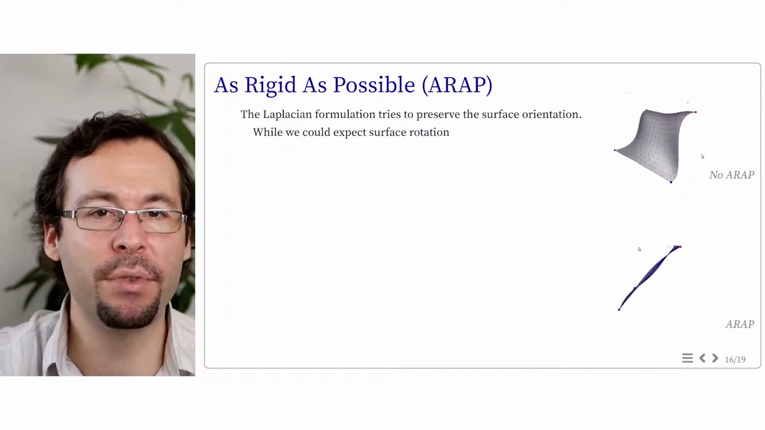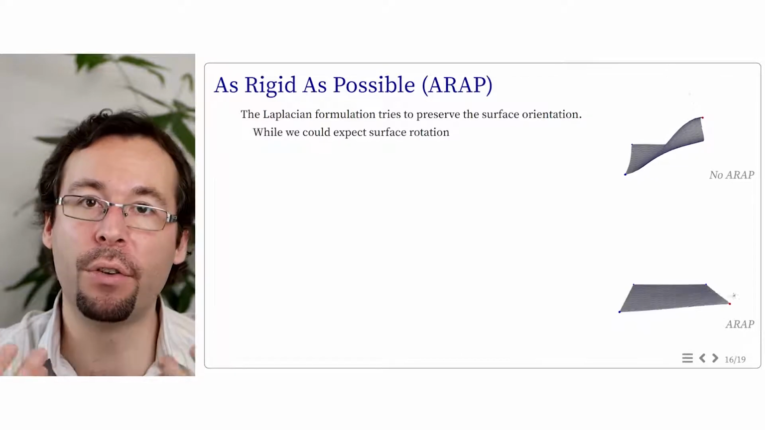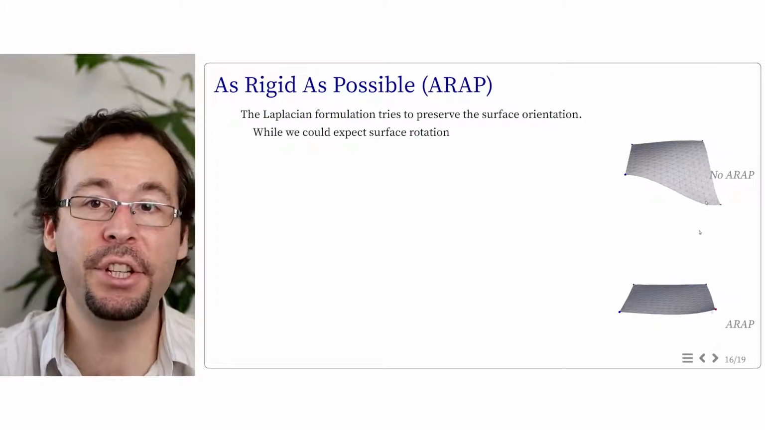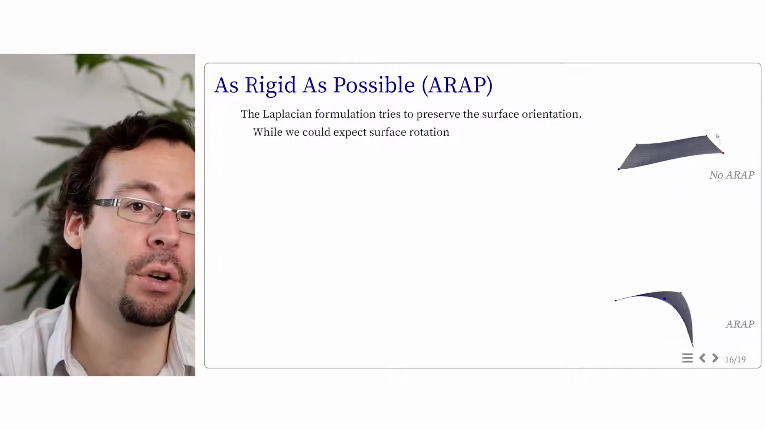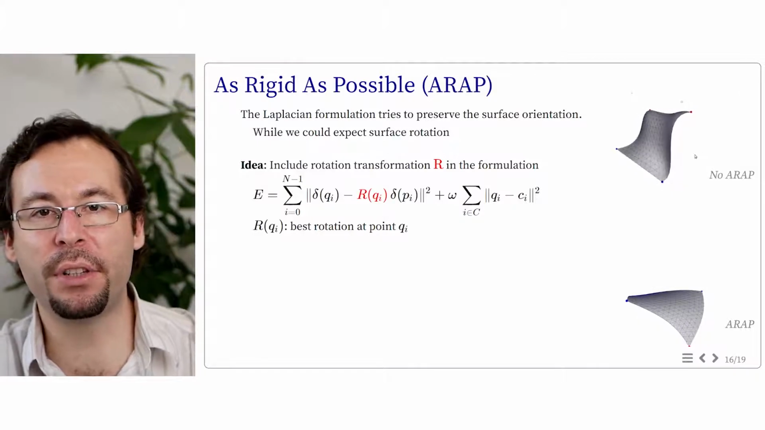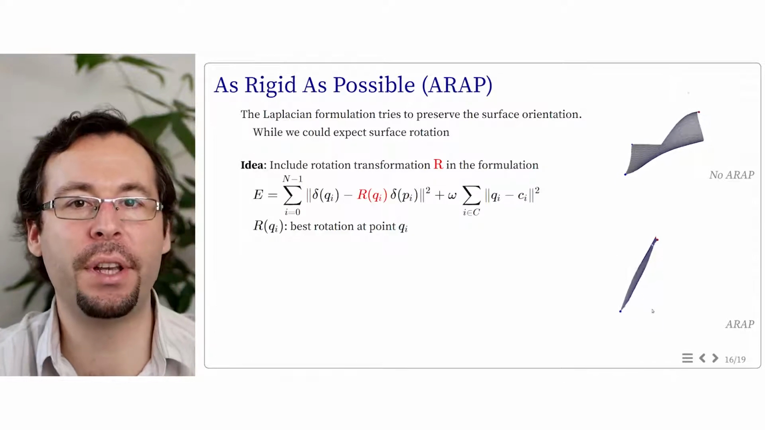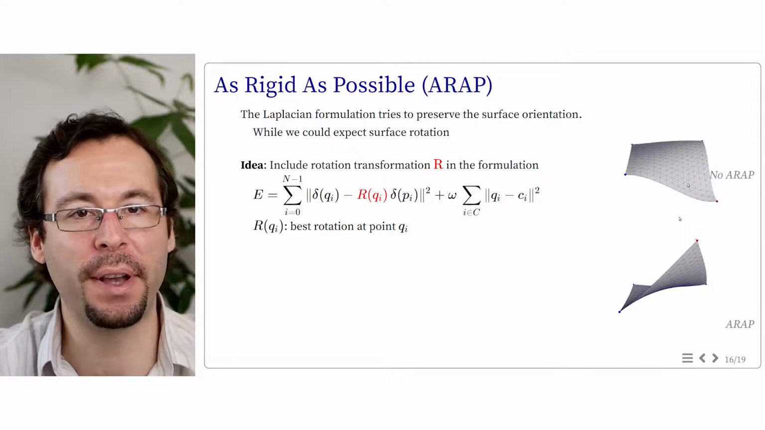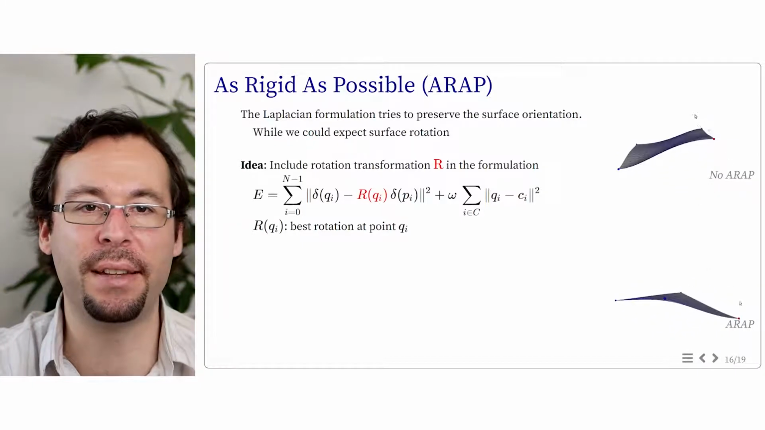So in some cases, we would like to see the surface automatically adapt its orientation so that we can handle rotation effects correctly. One extension allowing such an effect is called the as-rigid-as-possible deformation, which tries to match the differential coordinates but in a local frame independent of the orientation. So the idea is to include a rotation transformation R in the formulation. If R is a good rotation at point Qi, expressing the orientation of the local coordinate frame with respect to Pi, then we can apply R to the initial differential coordinate of Pi.